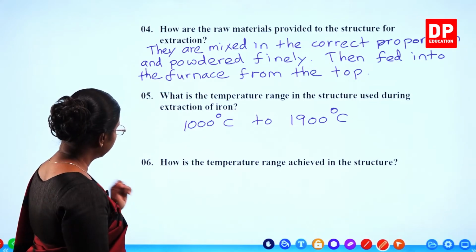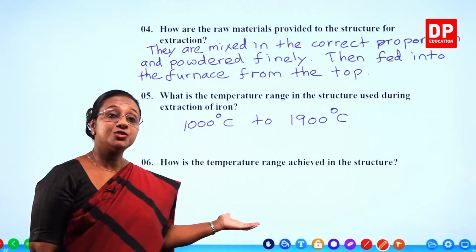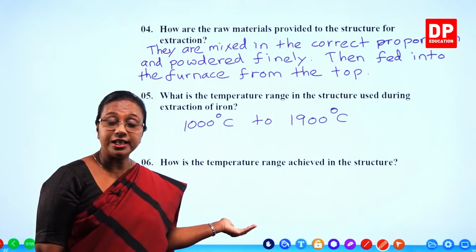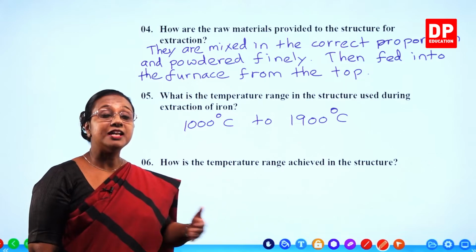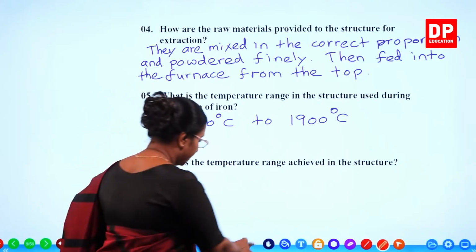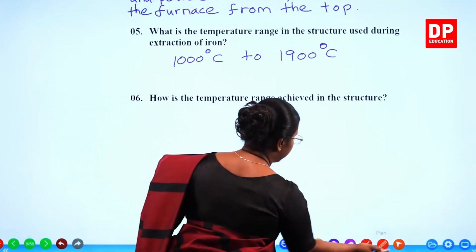Then the sixth one: how is the temperature range achieved in the structure? I just answered this question for you. One is the hot air blast and the other is the heat released when coke burns in oxygen. Both of those help to achieve this temperature range.